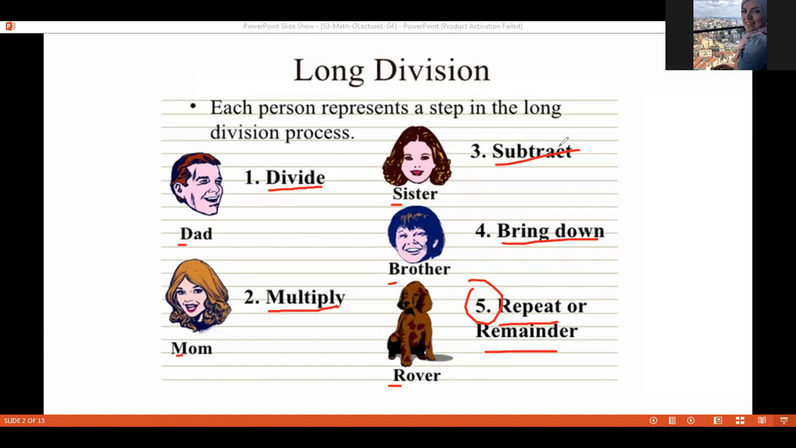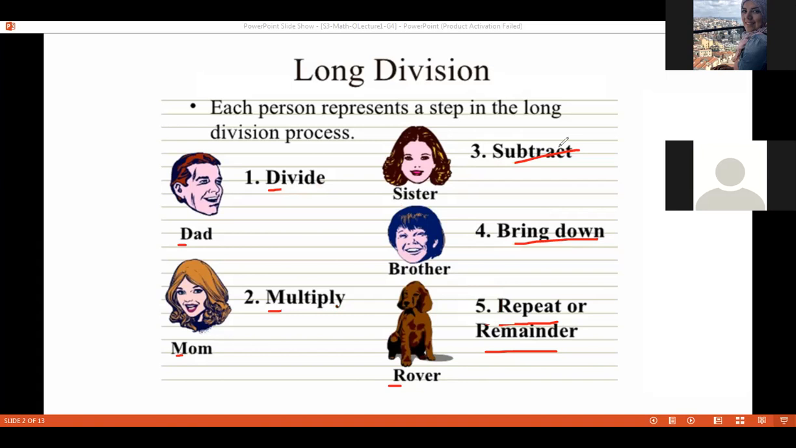Any question till now? No. Okay. Let us start. Miss, I didn't understand something. What's this thing that you didn't understand? Bring down. Yes. We're going to talk about every step. But first of all, did you memorize them? Divide, multiply, subtract, and bring down? Yes, I did. Okay.